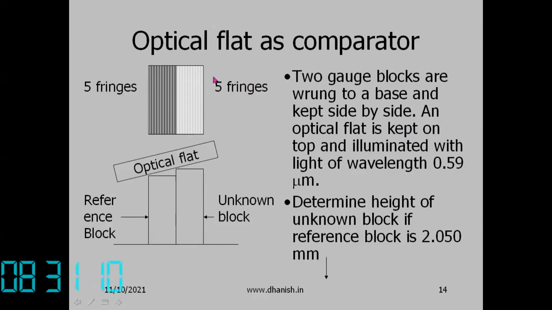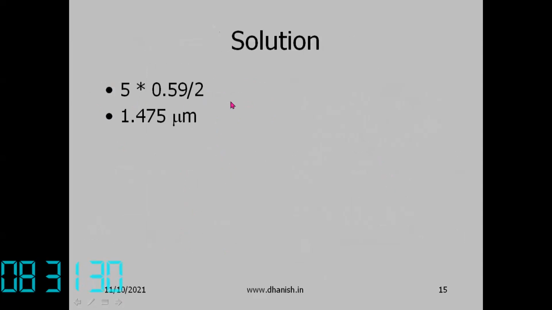And of course, if this is not 5, if this is say 4, what does that mean? That means this surface is not parallel to this surface. If both surfaces have the same number, then the two surfaces are similar and parallel. So 5 lambda by 2 is 1.475 micron, plus 2.05 is 2.051475 mm. So that is how we can use the interference principle to measure the height of gauge blocks.